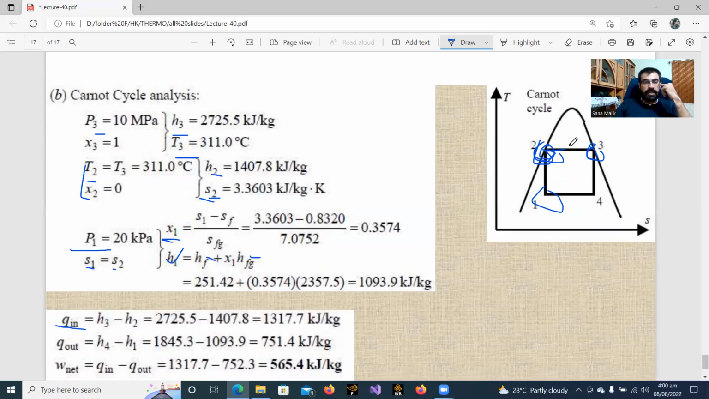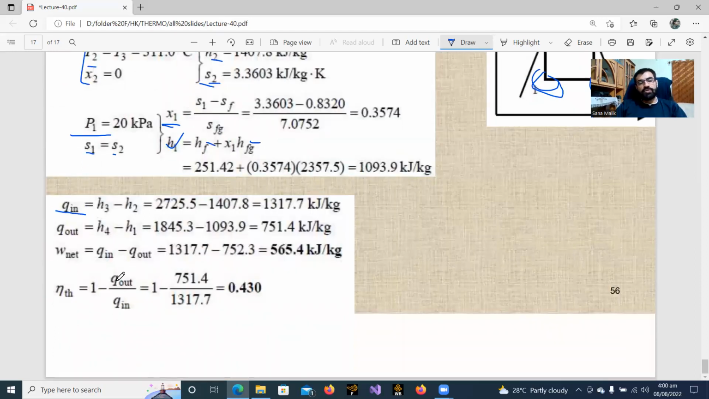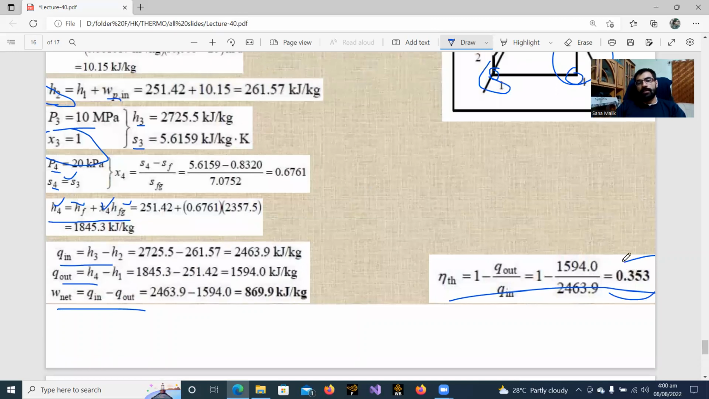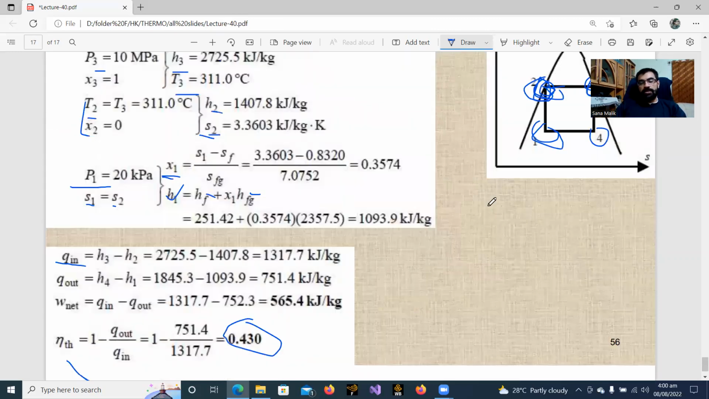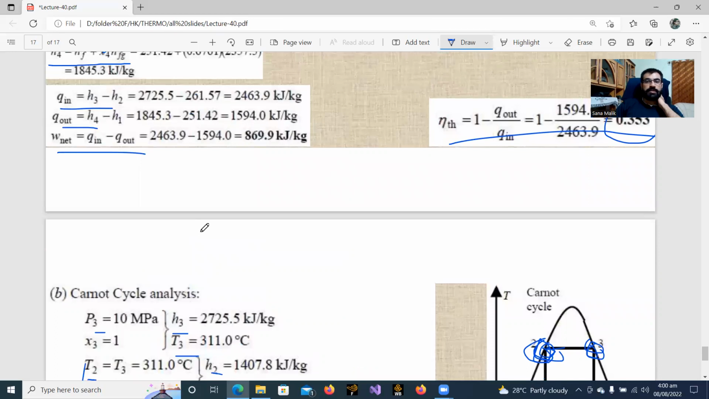Where is the Q in taking place? In the boiler, H3 minus H2. Q out will be H4 minus H1. Work net will be Q in minus Q out, or 1 minus Q out over Q in, and work net over Q in will be the efficiency. Carnot efficiency is 43, which is much higher than this ideal Rankine cycle, and it's quite reasonable and logical that the efficiency of the Carnot cycle will always be greater than that of any other ideal cycle.